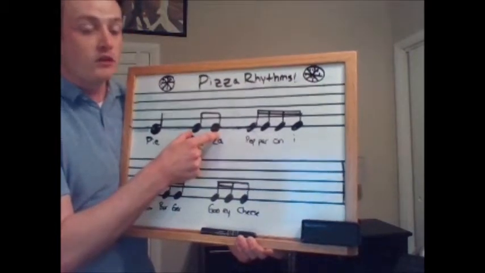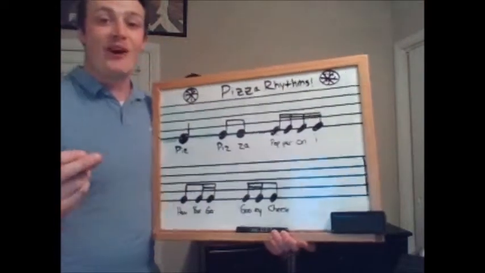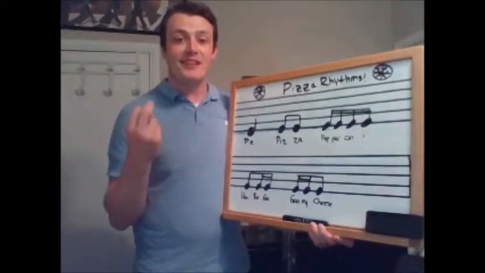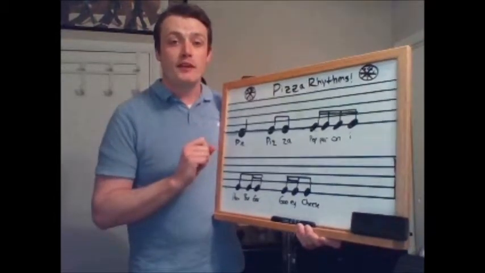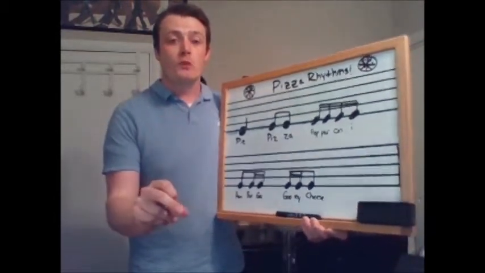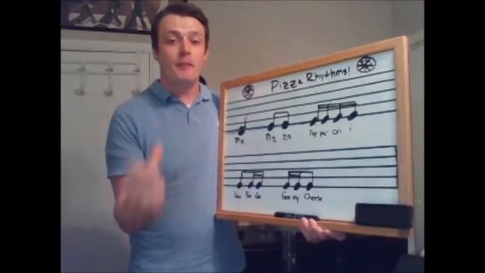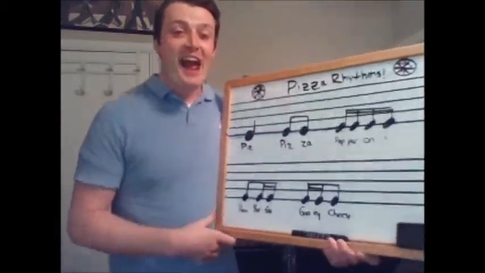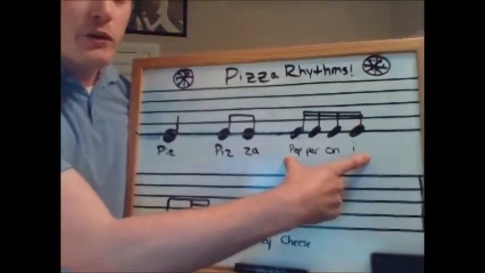Next, we go on to pizza, which has two syllables, and that lines up with our eighth notes. So one-and becomes pizza. If I set a beat, pizza, pizza, pizza, pizza. Try that with me. One, two, ready, go. Pizza, pizza, pizza, pizza.